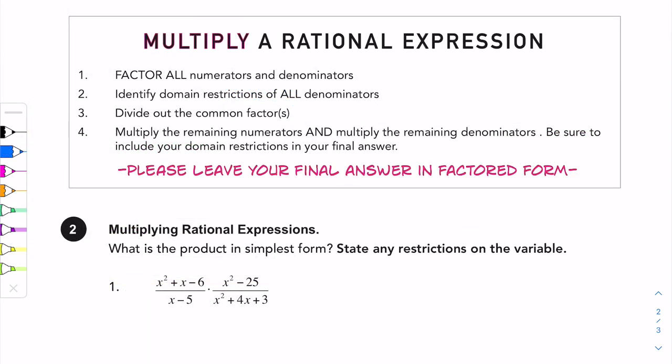So for the next section, we're multiplying rational expressions, which is almost identical to simplifying rational expressions, except this time you have maybe 2 or 3 fractions, and you have to complete the simplifying for the whole entire problem.